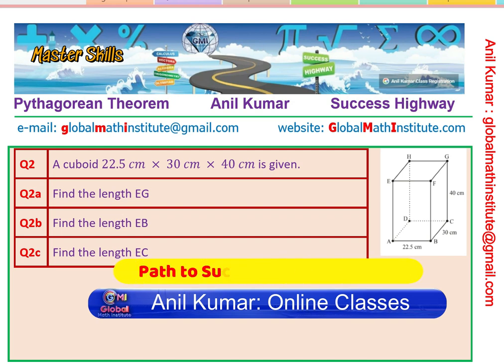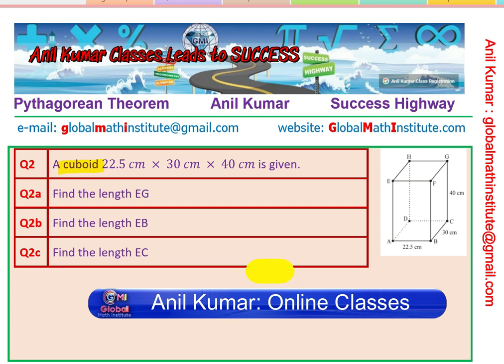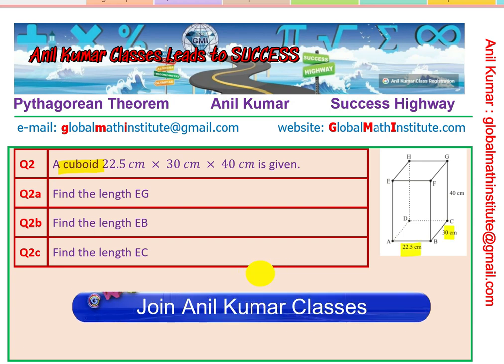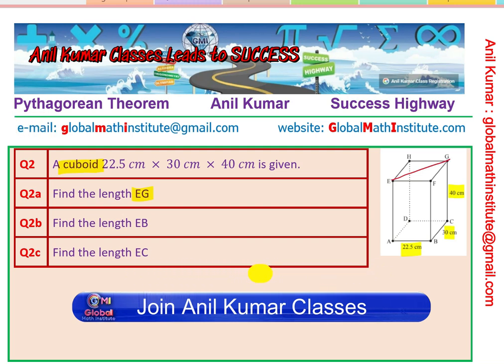Now, let's look into the next example where we have taken a prism. So here we are given a prism, which is also called a cuboid, with sides 22.5 centimeters by 30 centimeters by 40 centimeters as shown here. We need to find the length E to G, and then we have to find the length E to B.